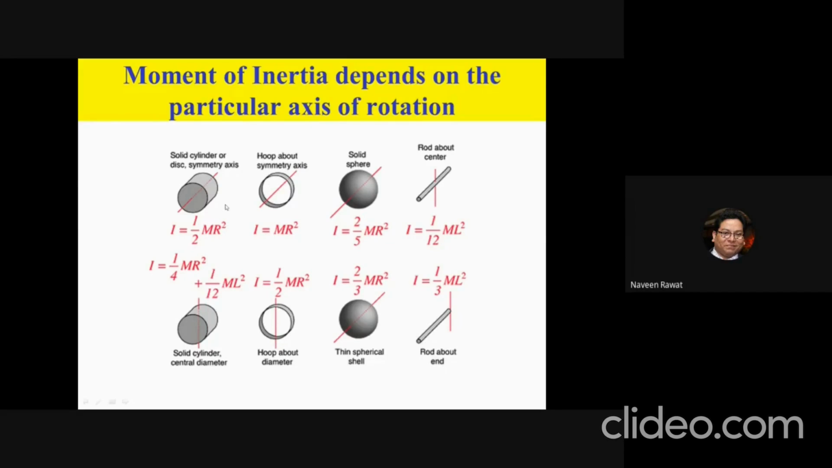It also depends on the shape of the object. If you have a cylinder, it will have a different moment of inertia than a solid sphere. Both of them have different shapes, and so they will have different values of moment of inertia.